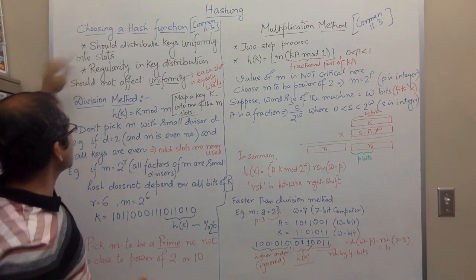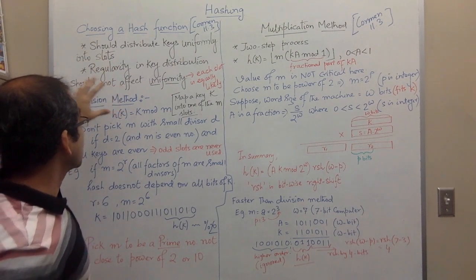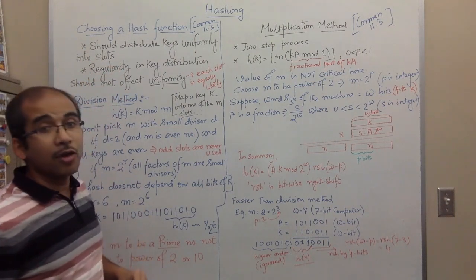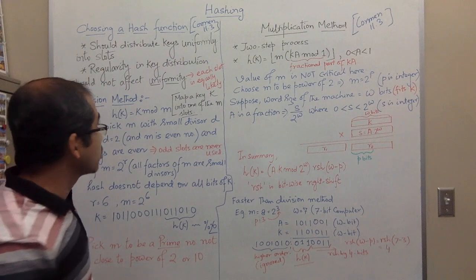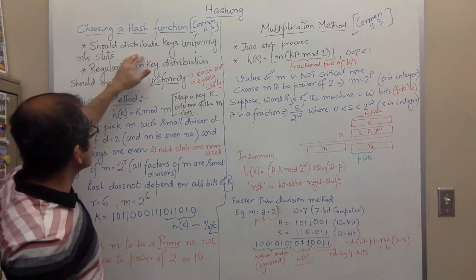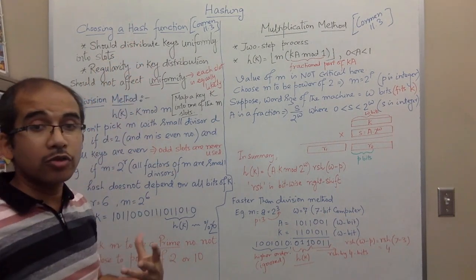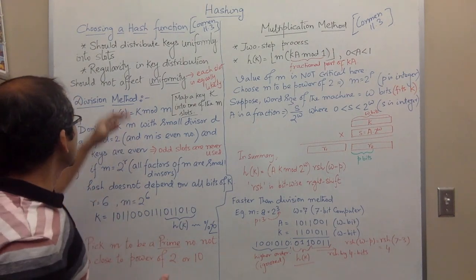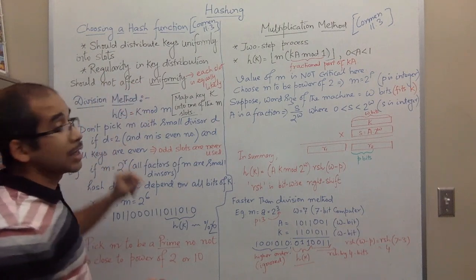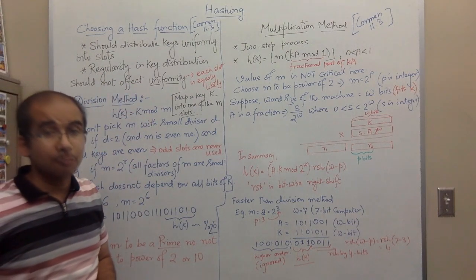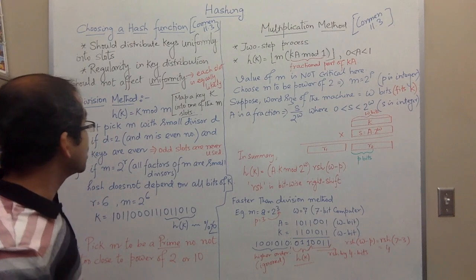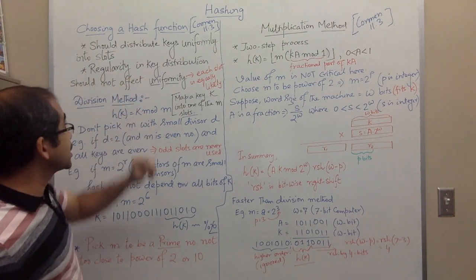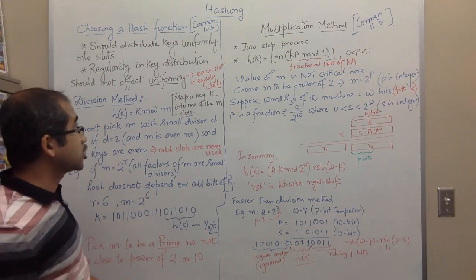Before that, I want to tell you what we are looking for. As I said, we want to achieve something as close to simple uniform hashing as possible. So the hash function we choose, to simulate the concept of simple uniform hashing, should distribute keys into slots as uniformly as possible, irrespective of where other keys are being hashed. Regularity in key distribution should not affect uniformity.